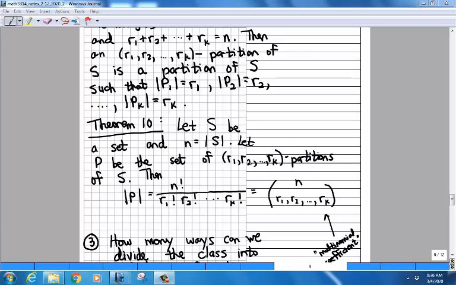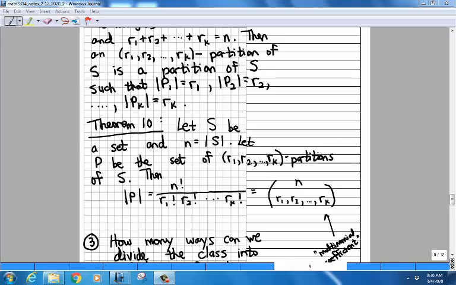There's a shorthand for this quantity. It's not much of a shorthand actually, but here's the shorthand. It looks like the combination notation, right? But remember, a combination is called a binomial coefficient. This is referred to as a multinomial coefficient.